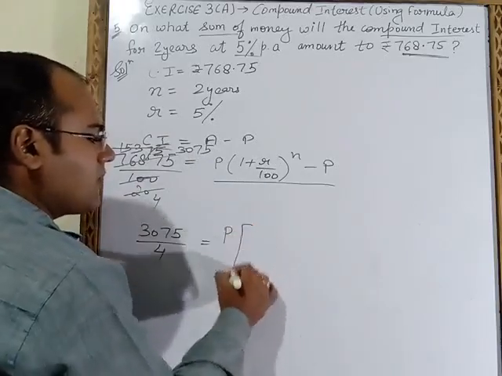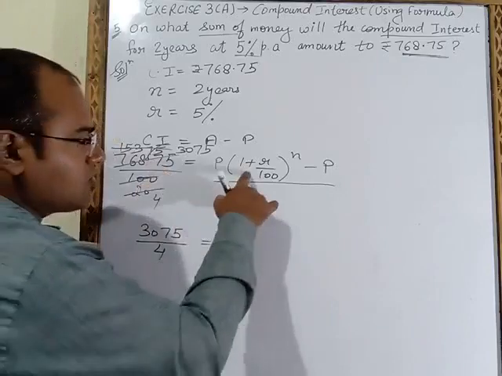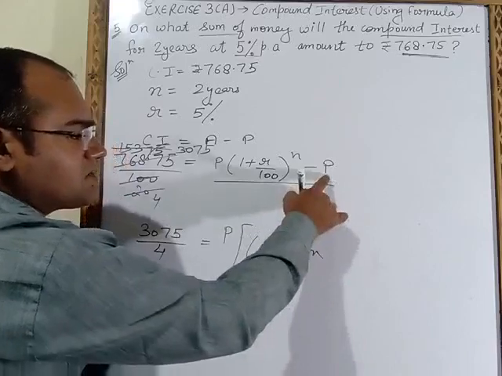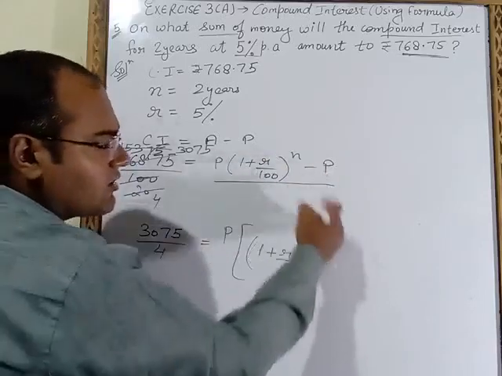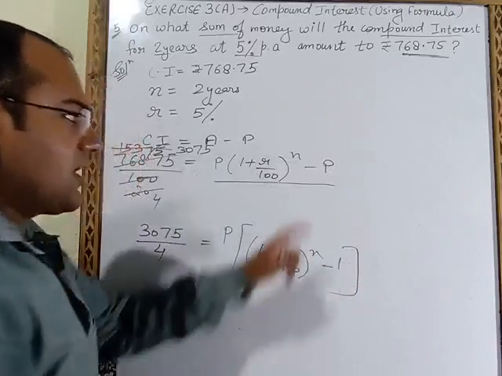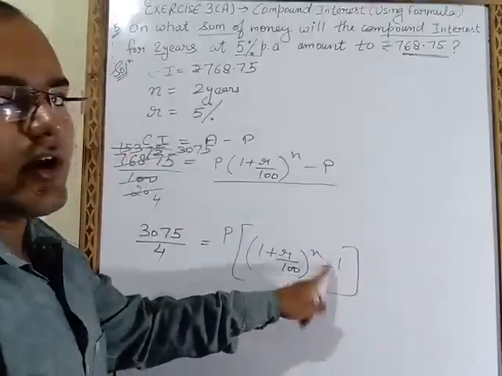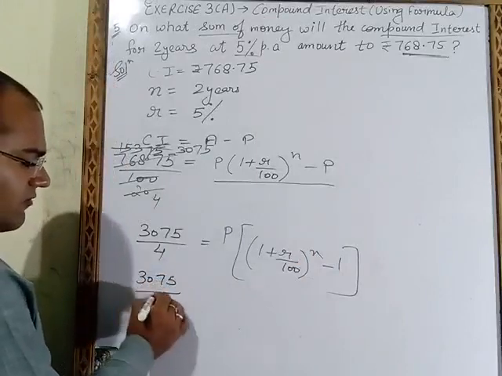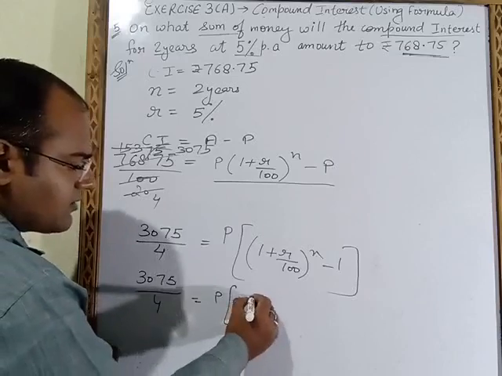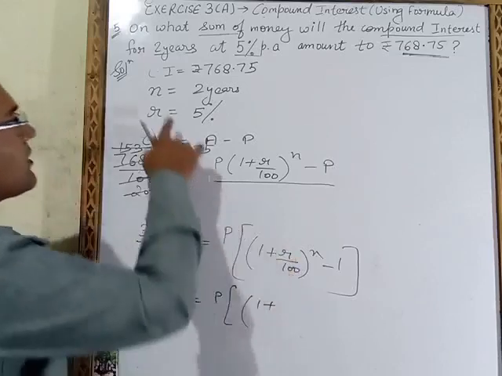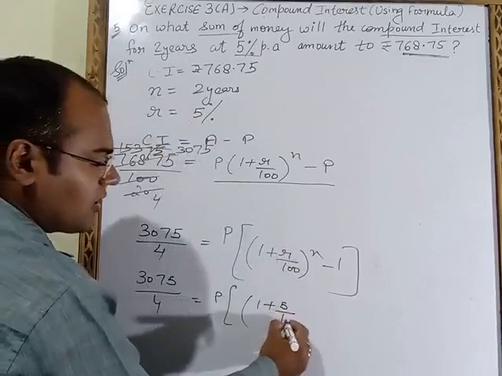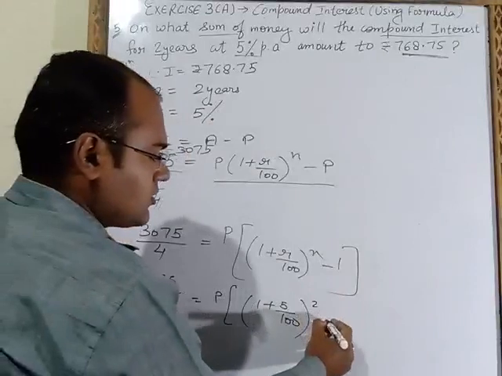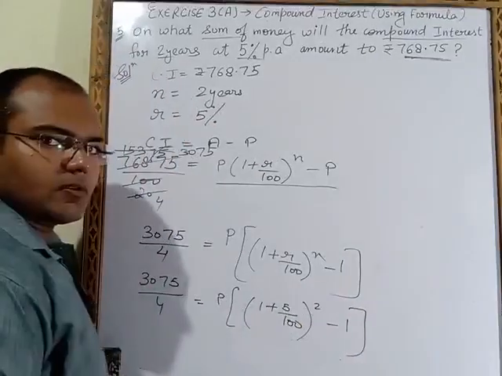After taking P common, inside the bracket this P is taken common, so the remaining will be 1 plus R upon 100 power n. From this P we have taken common P, so here it will be minus 1. After taking this P common, here we will get 1. Now 3075 upon 4 is equal to P, small bracket, 1 plus R, the rate of interest, 5 upon 100, whole power n. N means 2, minus 1.